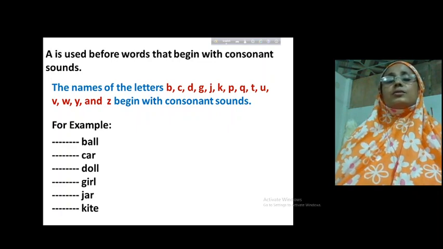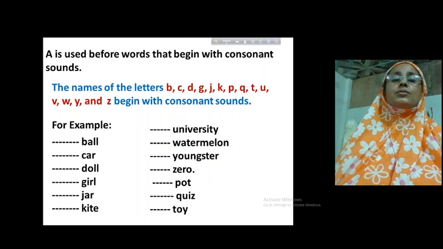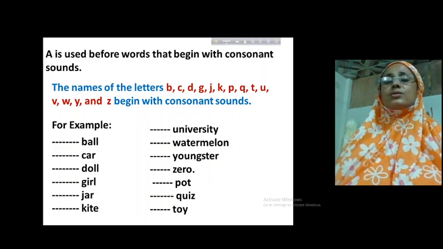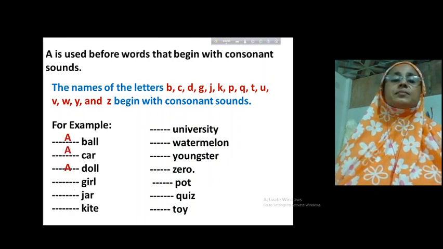Very good. And what about university? A university, a watermelon, a youngster, a zero, a pot, a quiz, a toy. Okay? Very good. Let's check.